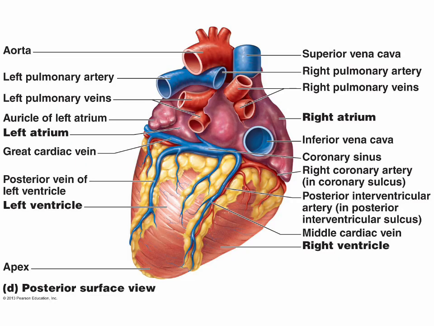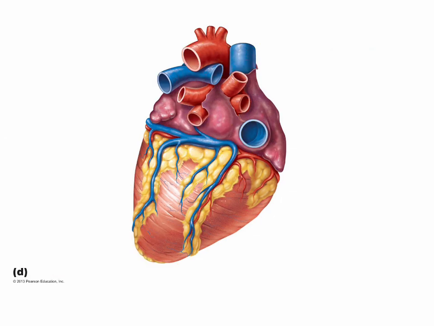Now this one is from a posterior view. You guys get to see the coronary sinus, inferior vena cava, superior vena cava, the aorta, and the pulmonary veins, which are 4. Okay. Apex. We also see the left ventricle here, but also we see the posterior vein of the left ventricle and the posterior interventricular artery. Now your turn.